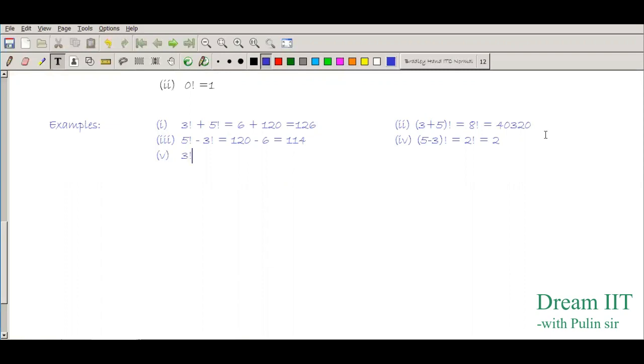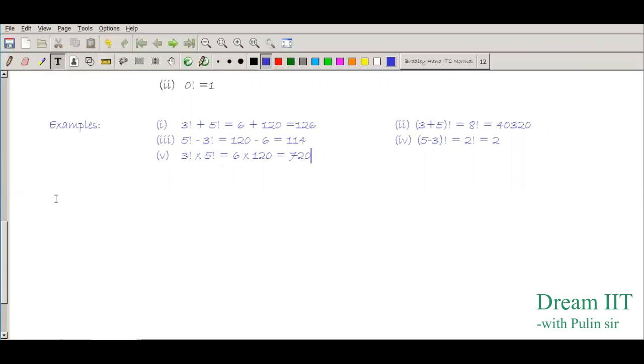Suppose 3 factorial into 5 factorial is given. So what we get? 6 into 120. That leads you to 720, right? In a similar way, if I write 3 into 5 whole factorial, it will be 15 factorial, much bigger than 720. So that part I'll not discuss. It will not be comfortable enough to discuss.